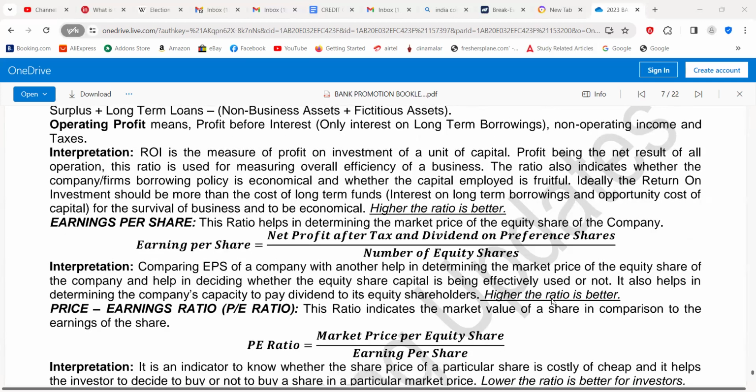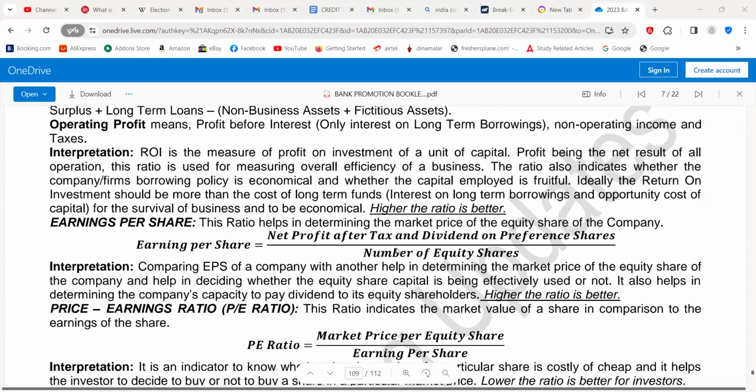This ratio helps in determining the market price of the equity share of the company. Earnings per share, net profit after tax and dividend on preference shares divided by number of equity shares. Interpretation, comparing EPS of a company with another help in determining the market price of the equity share of the company and help in deciding whether the equity share capital is being effectively used or not. It also helps in determining the company's capacity to pay dividend to its equity shareholders. Higher the ratio is better.